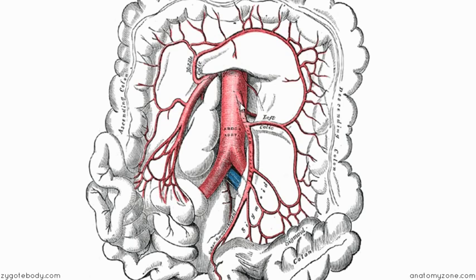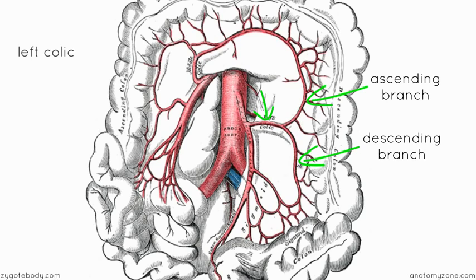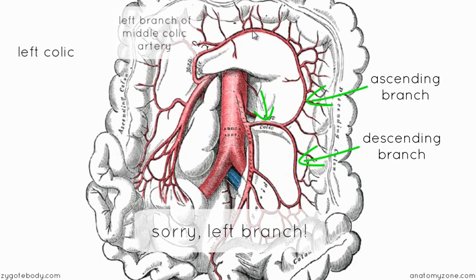So the inferior mesenteric artery has three main branches. The first branch is this one here that comes off at the top. It's the left colic artery, and you can see it divides into this ascending branch and descending branch. So the ascending branch ascends to anastomose with the right branch of the middle colic artery.